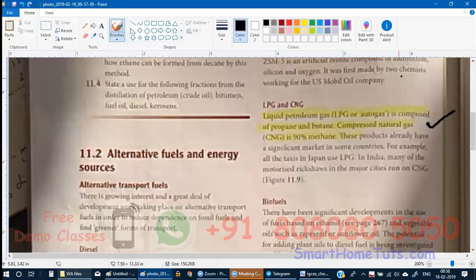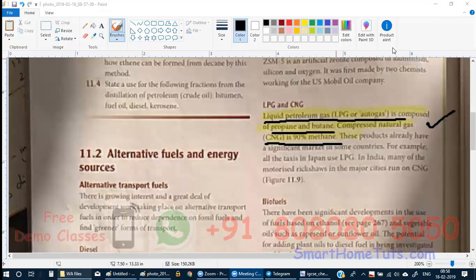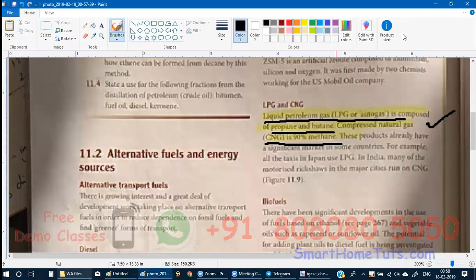CNG contains 90% methane. LPG, liquefied petroleum gas, contains propane and butane. This part is important. Butanol is a biofuel. So wherever that particular alcohol will be used, that will find its use.